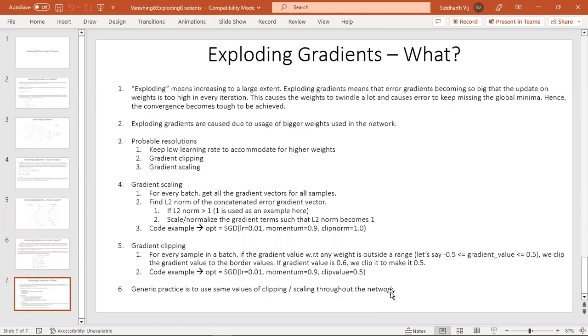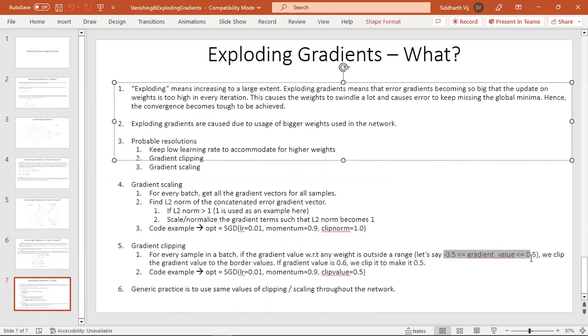If you remember the equation of gradient descent, it has the learning rate involved. If you keep the learning rate very low, it will accommodate the higher weights in the network. But the other two major things that can help prevent this issue are gradient scaling and gradient clipping. Clipping is very simple. You have a gradient value beyond a certain range. Let's say we define a range of -0.5 to +0.5. Any gradient value above 0.5 is defaulted to 0.5. Any value less than -0.5 is defaulted to -0.5. That's all about gradient clipping.